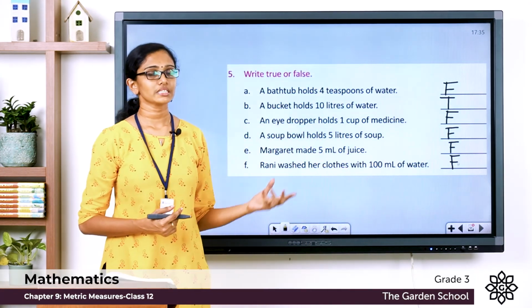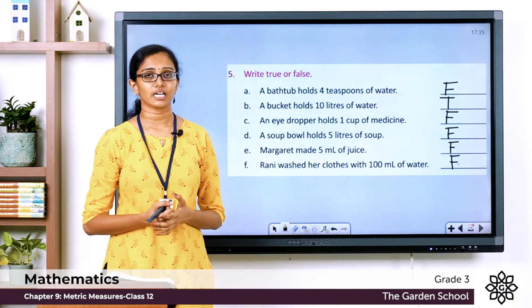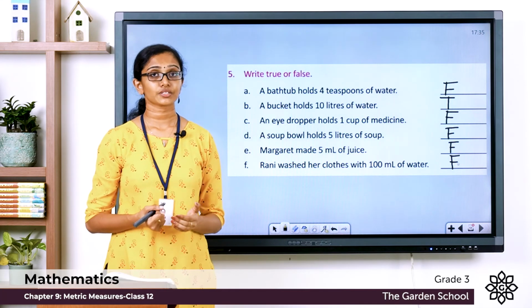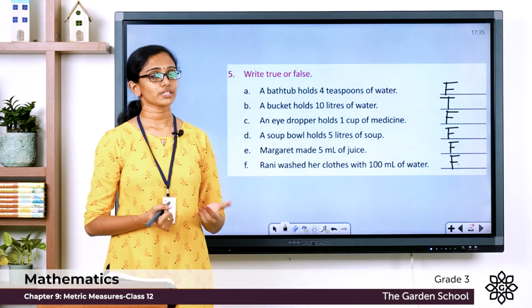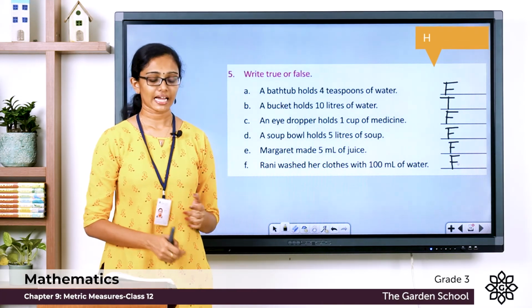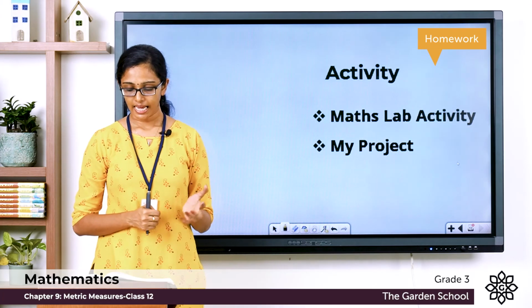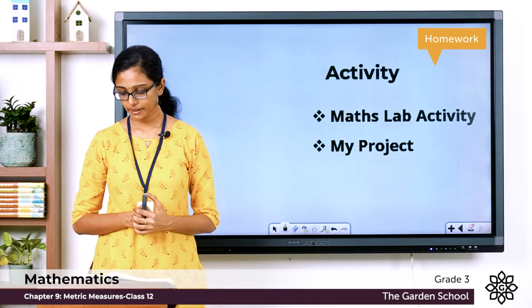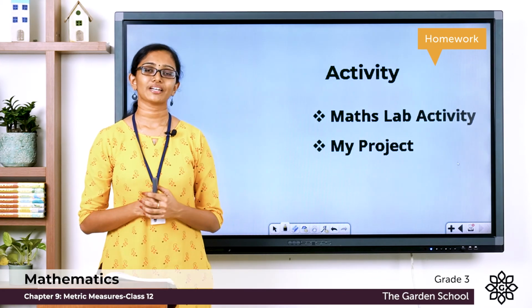You can go through all these questions once again and also go through all the topics that we learned in this chapter once again. In the next class, we'll be doing the revision station questions. So it's better that you revise all the concepts once. Now as an activity for the day, you have to go through the Maths Lab activity and My Project, which are given in page number 133 of your textbook. Go through it and do accordingly.